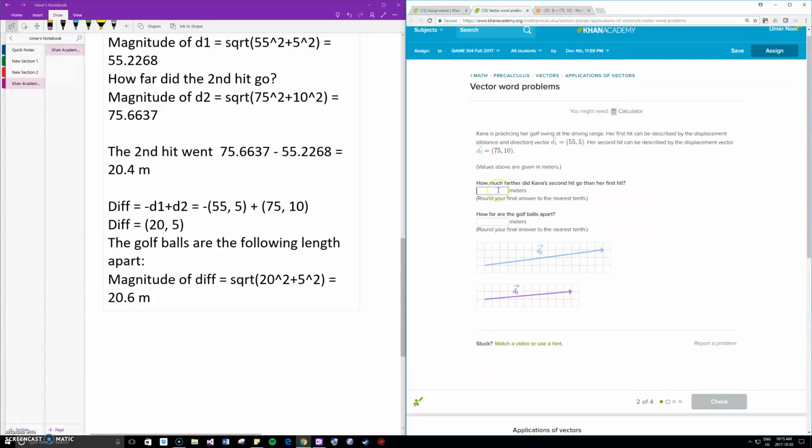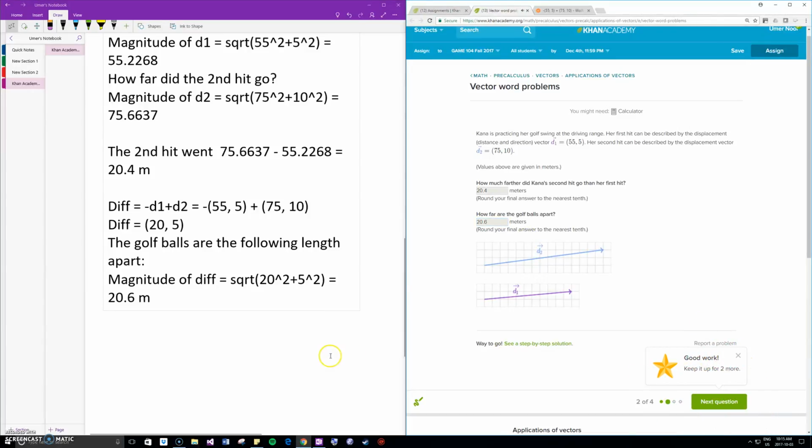Alright, so let me shove it in here and see if I got the right answer. How much further did Kana's second hit go? 20.4 meters. How far are the golf balls apart? Pretty similar number actually. 20.6.